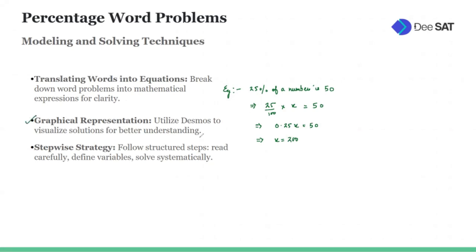Graphical representation. Desmos can help you understand these problems visually. For instance, graph the equation y equals 0.25x that we just did to see the relationship between x and y. So it will give you the clear relationship. A stepwise strategy. Follow structured steps: read the problem carefully, define variables, set up equations, and solve systematically, always. Word problems become easier when you translate them correctly. Let's move on to understand percentage increase and decrease.